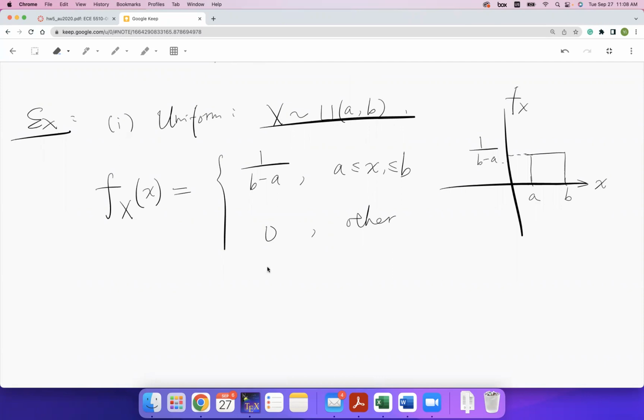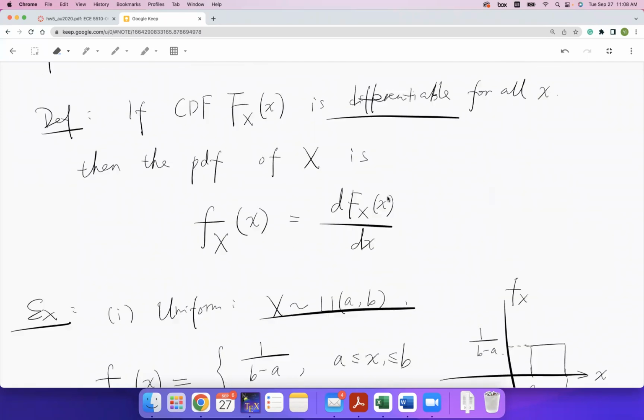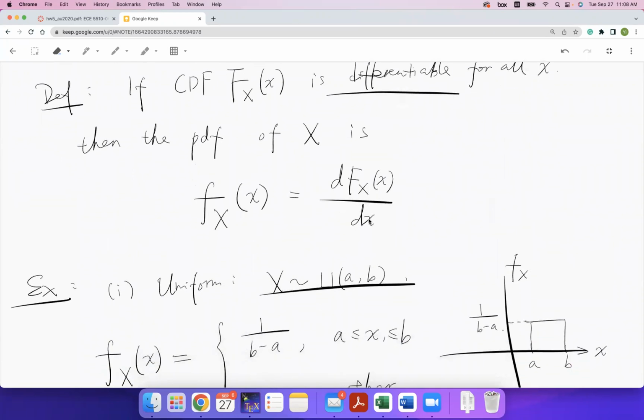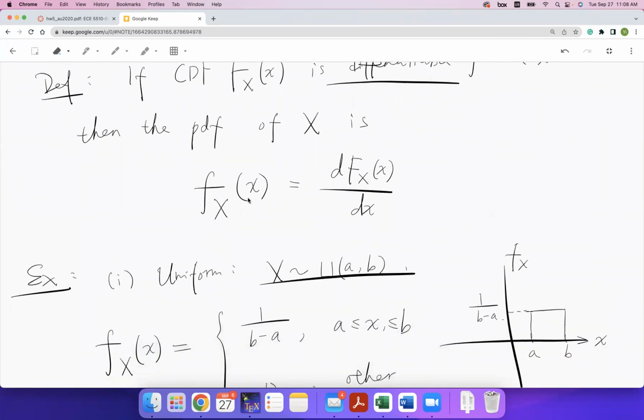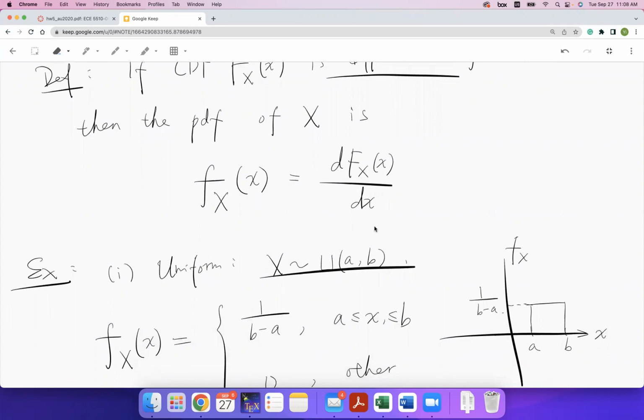And from here, you can derive the CDF by integrating the PDF over x, because the PDF is generated by taking the derivative.